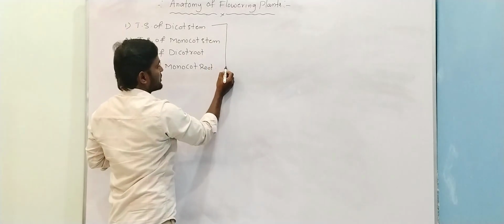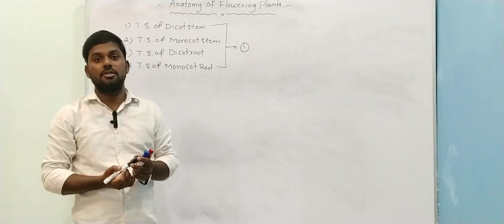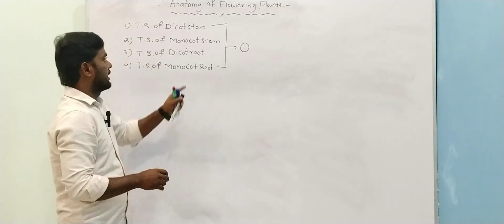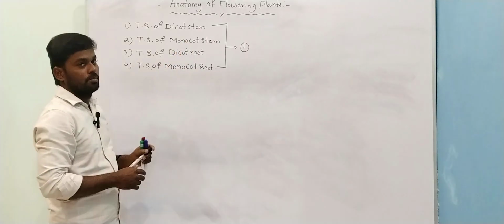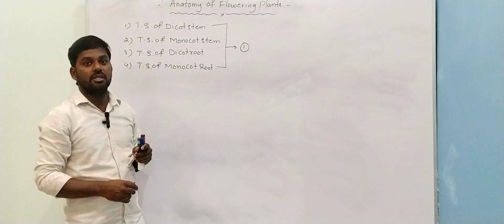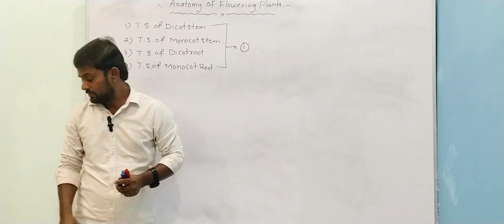Out of these 4 questions, one question is a must for the IPE examination point of view. Okay, now these are the sure questions: dicot stem, monocot stem, dicot root, monocot root. Let us now discuss the structures of the dicot stem, monocot stem, dicot root, monocot root one by one.